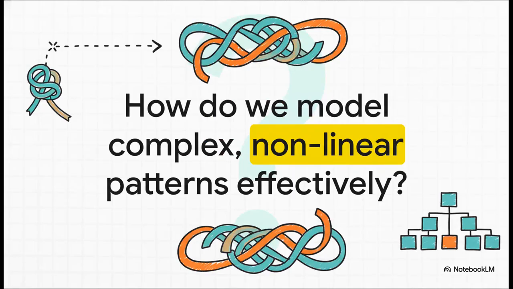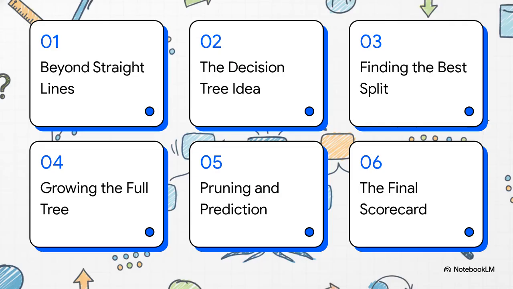How do we build a model that's flexible enough to actually follow these kinds of complicated patterns? But, and this is key, we need it to do that without just memorizing every single data point, noise and all. We clearly need a totally different way of thinking. So that's what we're doing today. We're going to build a decision tree regressor right from scratch.